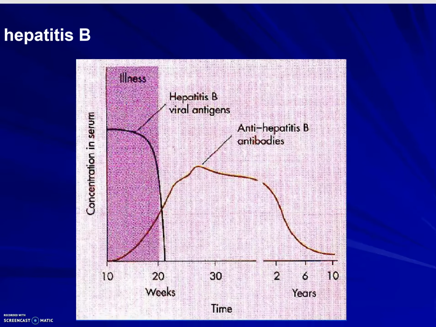So here the disease progression, it's very chronic. You have the illness period, 10 to 20 weeks right here. At the end of this illness, the viral antigens, they will go down, the numbers, but the hepatitis B antibodies will be on the rise, and then the disease progression is very chronic in this case.